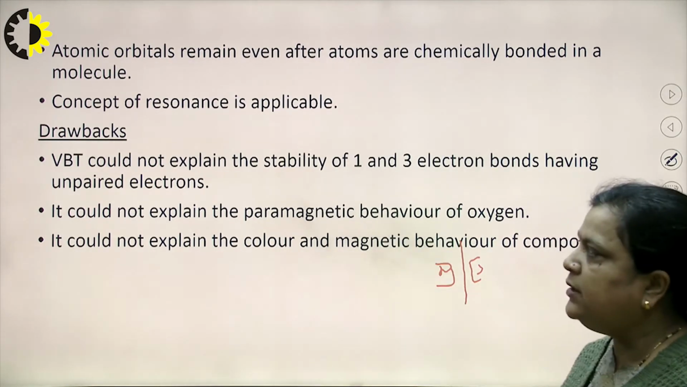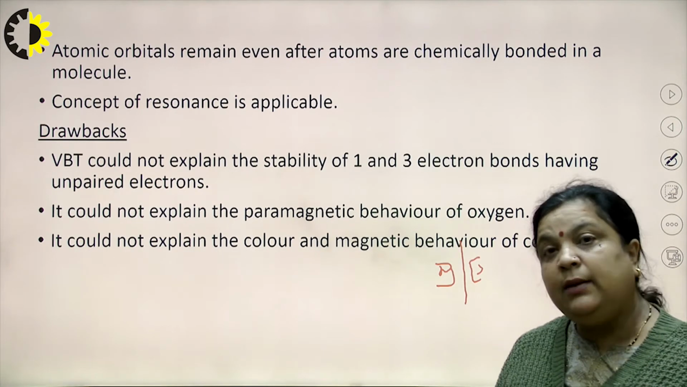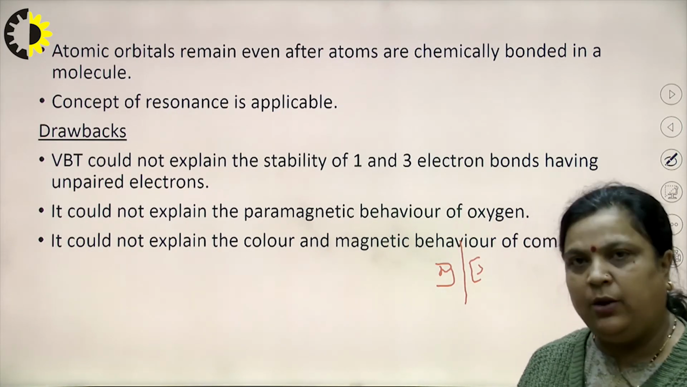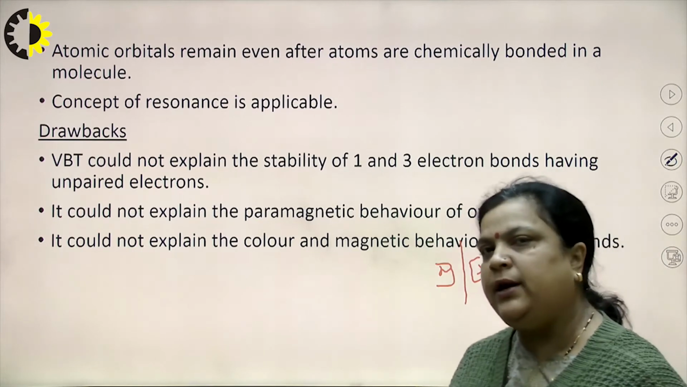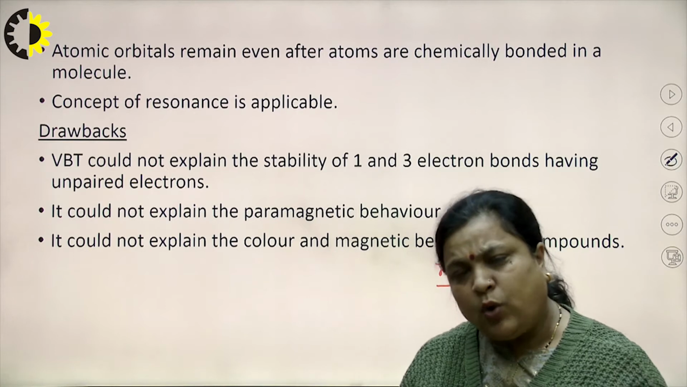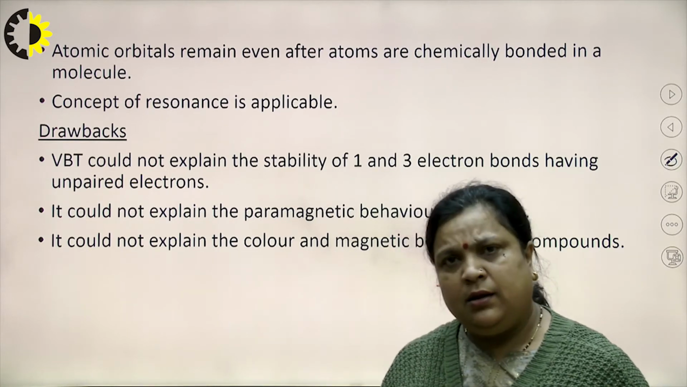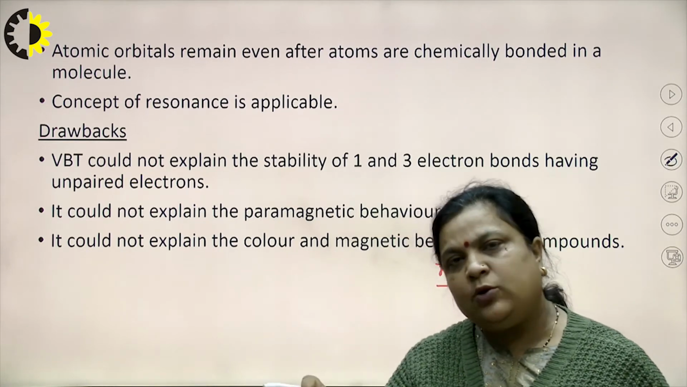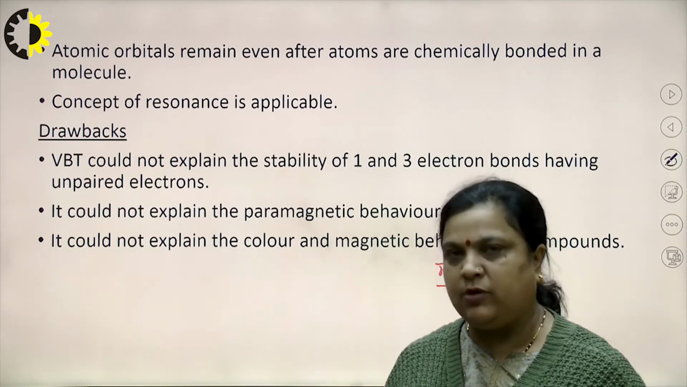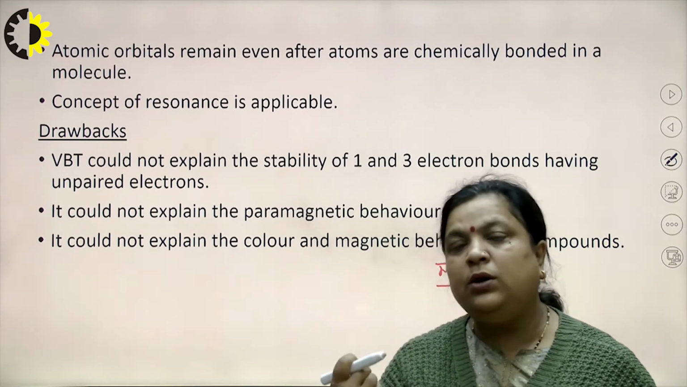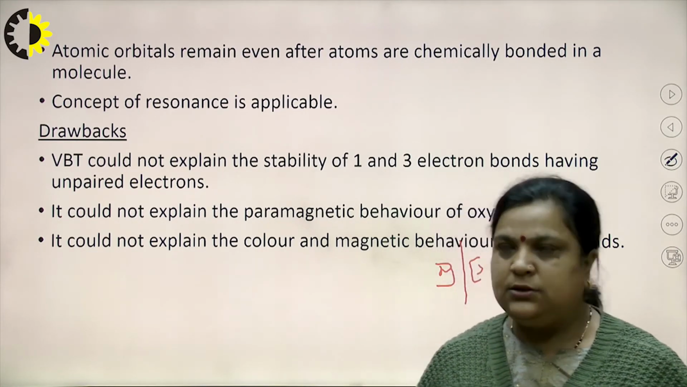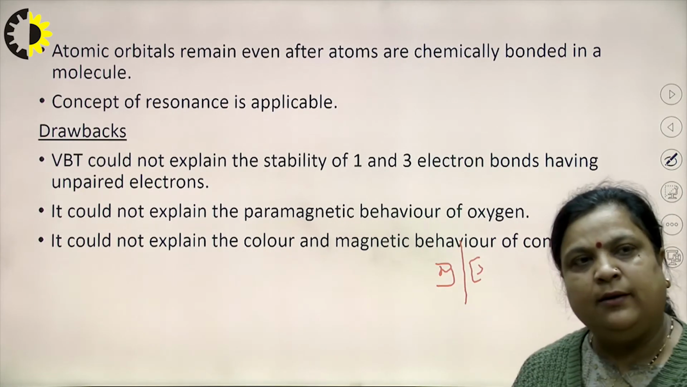Next limitation: it could not explain the stability of odd electron molecules, like in the case of NO. Nitrogen has 3 unpaired electrons, while oxygen has 2 unpaired electrons. So, what type of bonding will occur? The 2 unpaired electrons of nitrogen may combine with the 2 unpaired electrons of oxygen. But what about the single electron which is left in nitrogen? So, it could not explain this condition.